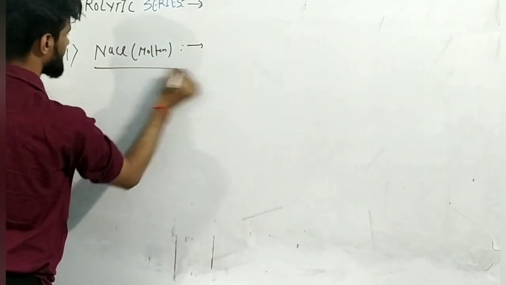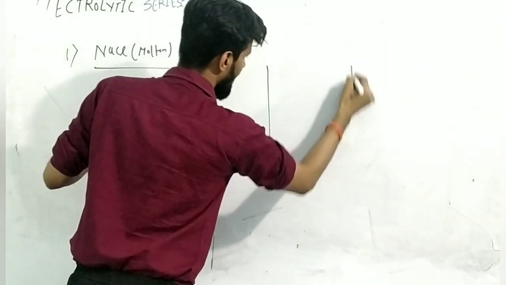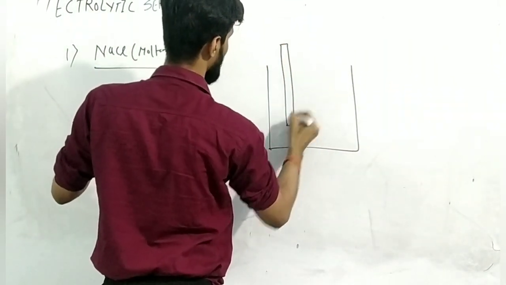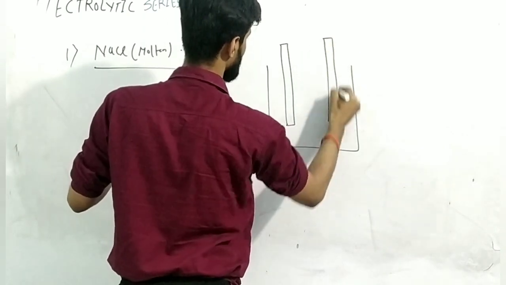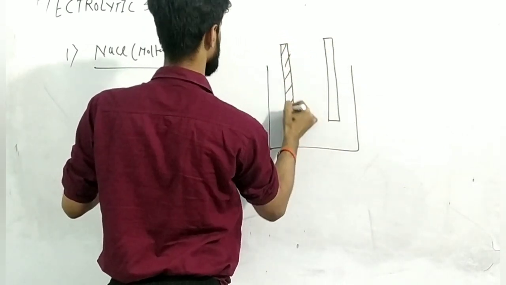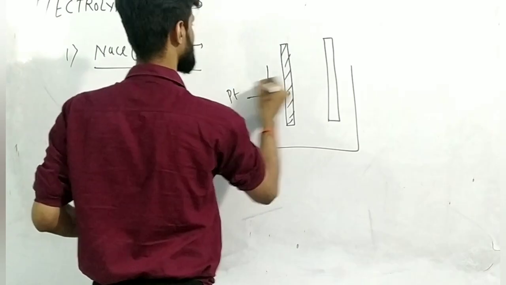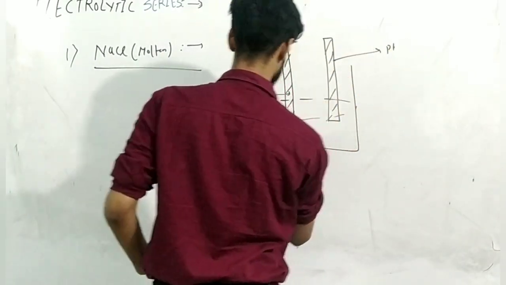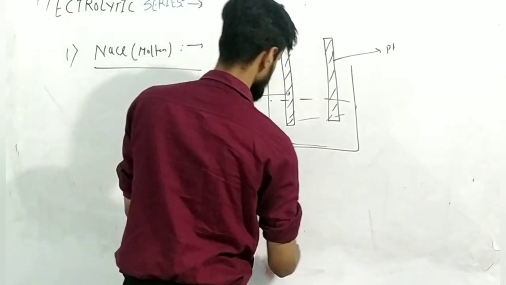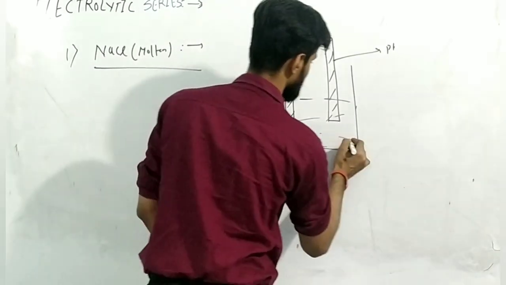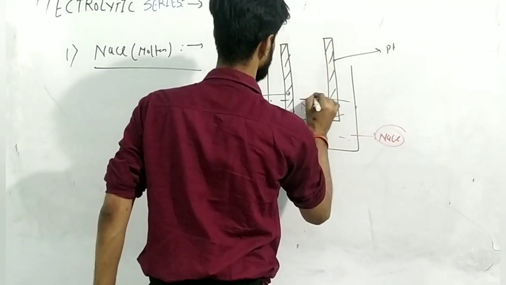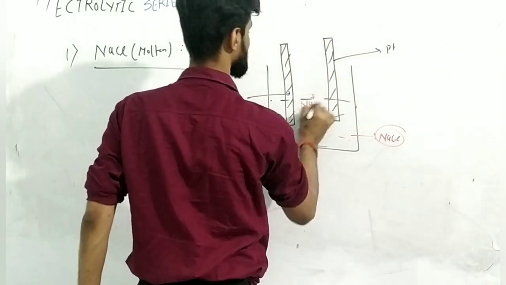NaCl molten electrolyte. Okay. I am just going to construct an electrolytic cell, and I am selecting the electrode as a platinum electrode. This is an inert electrode. This is platinum, this will also be platinum. This is an inert electrode. I am putting NaCl molten solution in this. So if you see, this will become Na+ and this will become Cl- in the solution.